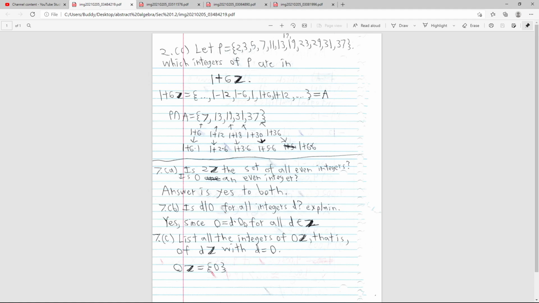Now list all the integers of 0Z, that is, of dZ with d equals 0. This one's very obvious, it's just 0Z equals {0}, the set of 0. 0 is the only number in that set.